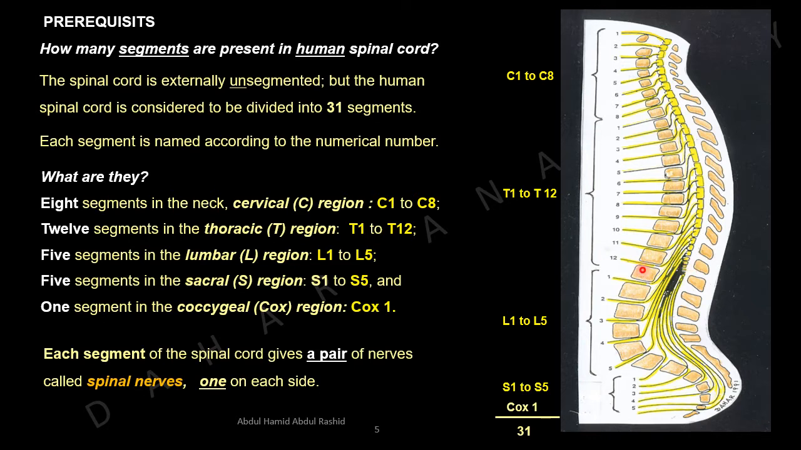What are they? 8 segments in the neck, cervical region, C1 to C8. 12 segments in the thorax, T1 to T12. 5 segments in the lumbar region, L1 to L5. Another 5 segments in the sacral region, S1 to S5. And 1 segment in the coccygeal region, coccygeal 1. A total of 31 segments in the human spinal cord. Each segment gives a pair of nerves called spinal nerves, one on each side.